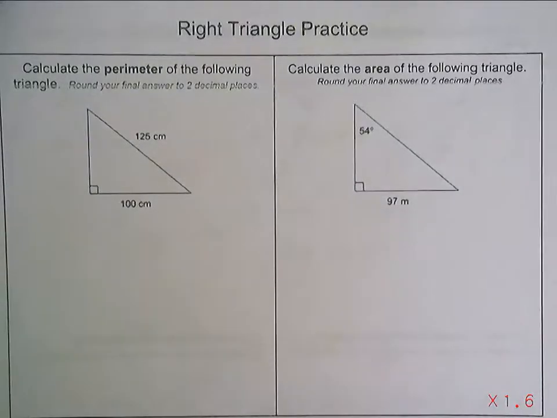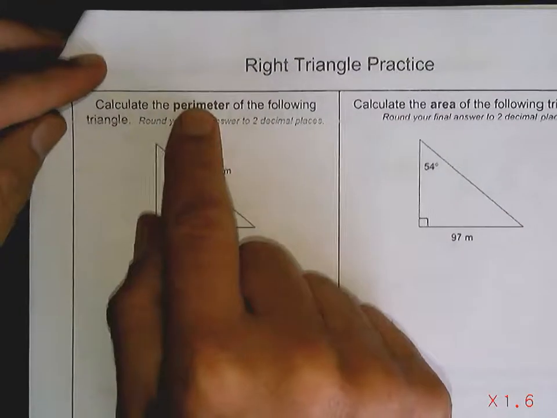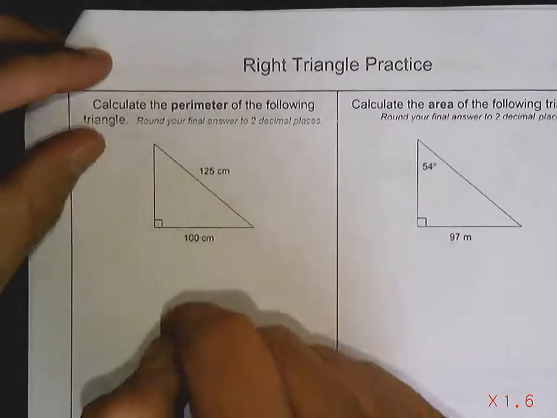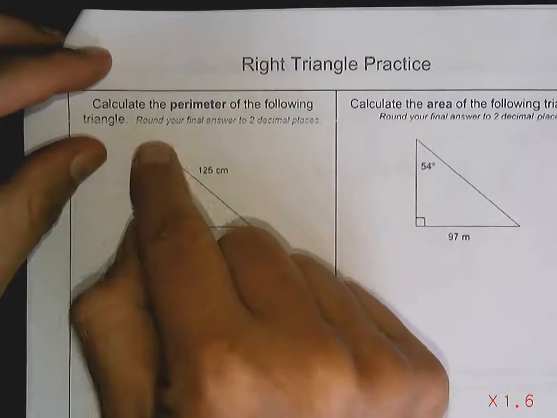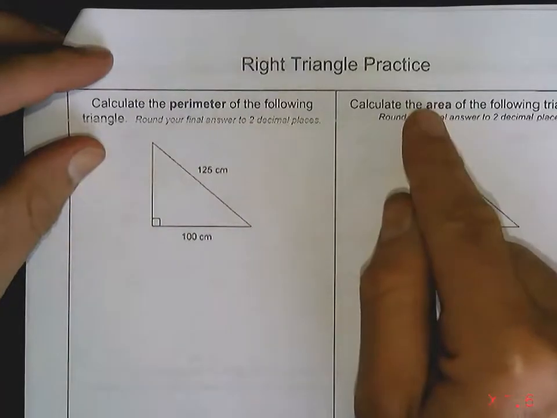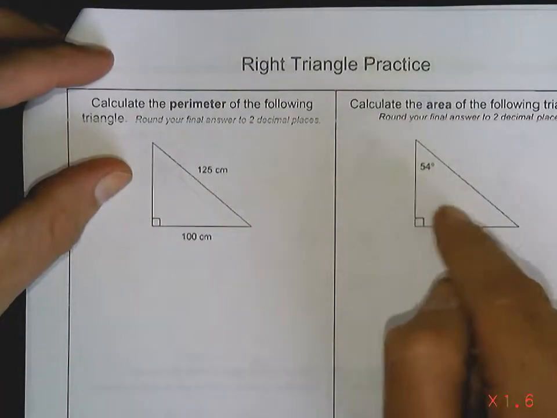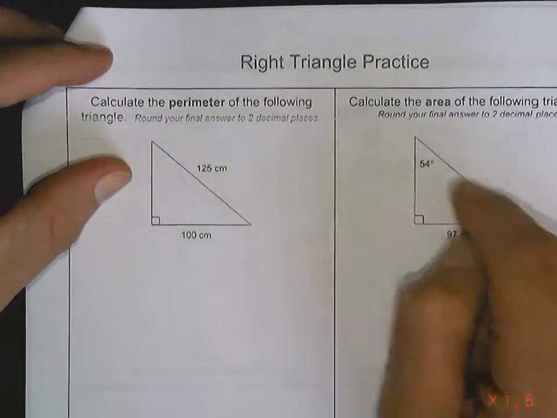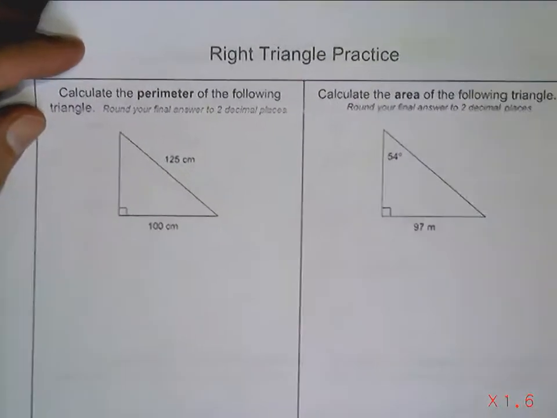Okay guys, we're going to take a look at the right triangle practice sheet. We've got two questions here. They're a little bit different. They want us to calculate the perimeter of the triangle. What that means is find the length of each side. And this one wants us to calculate the area of the triangle, which means that we're going to calculate how much area the triangle takes up, so the inside space.